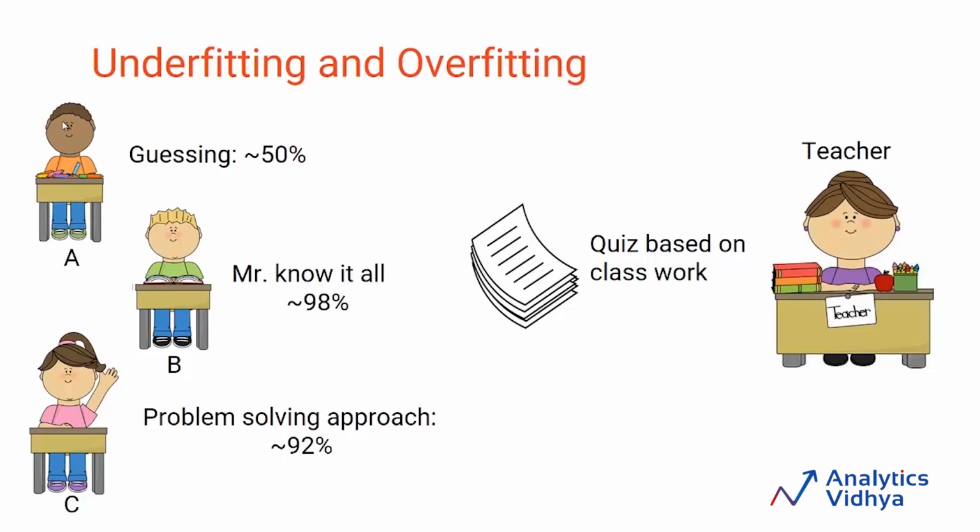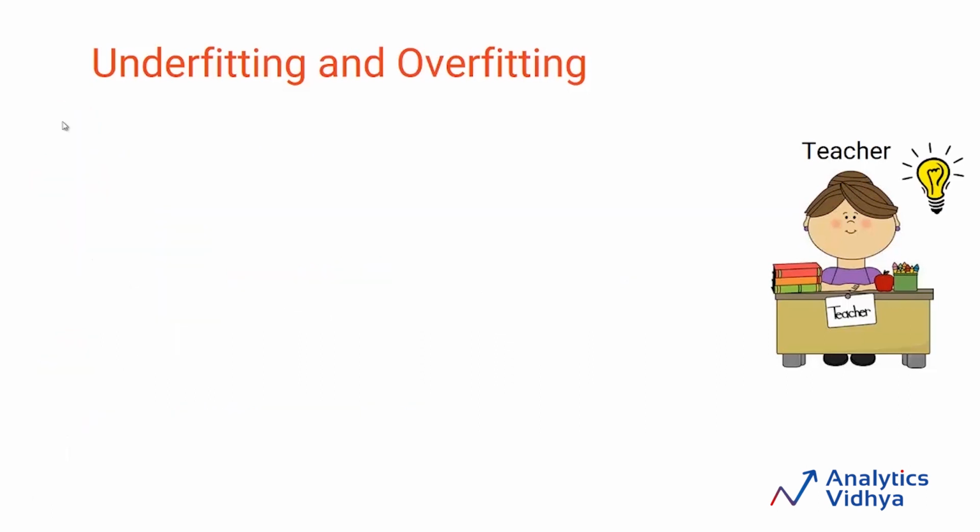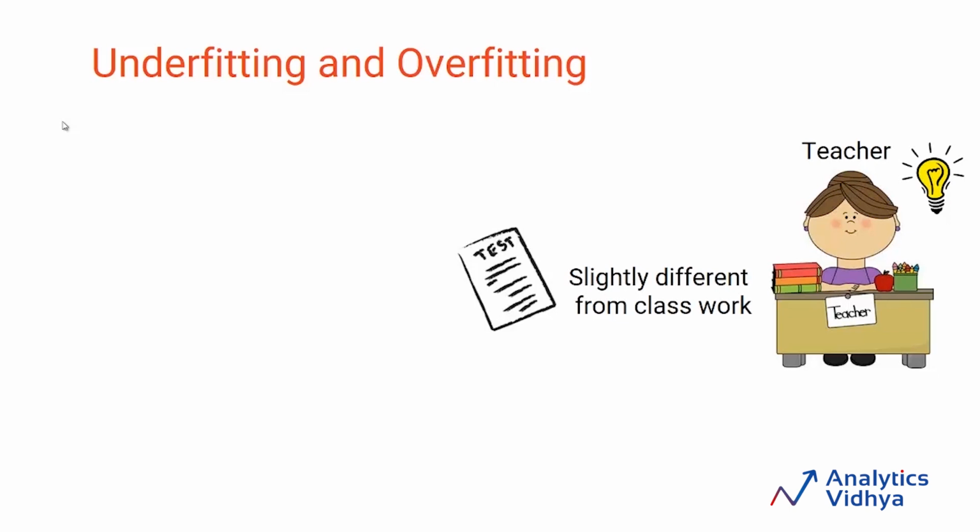Now, the teacher understands that student B and student C are doing very good, but she is interested in checking whether the students actually learned the concepts that she wanted to explain. So she has prepared another test for the students based on the concepts that she taught in the class, but the questions here are significantly different from the exercises that were covered. So the students have not seen this question before. Now let's see how the students performed.